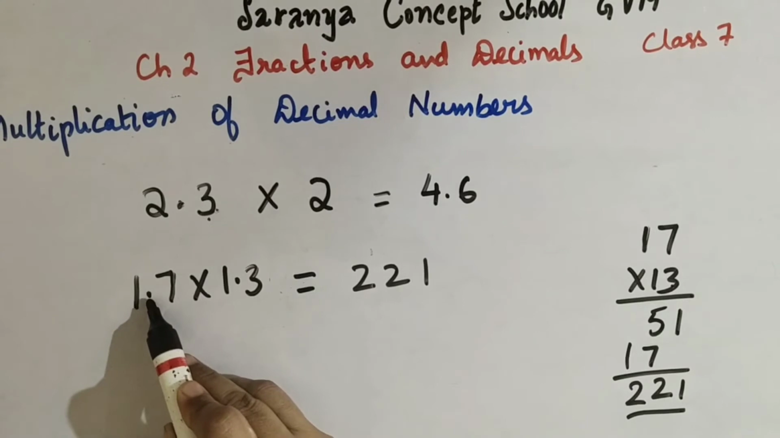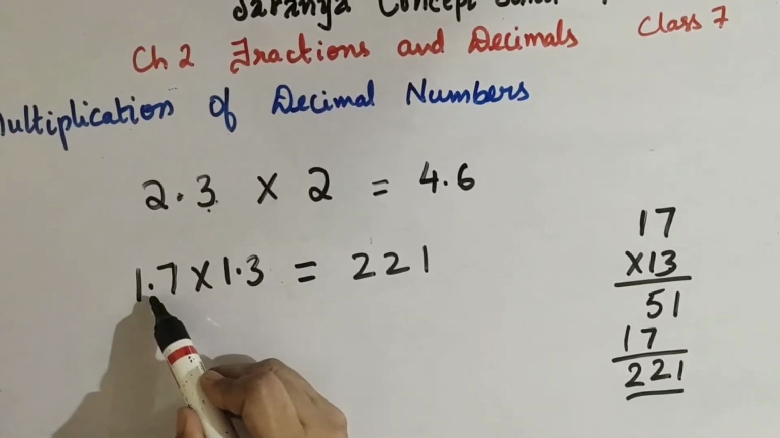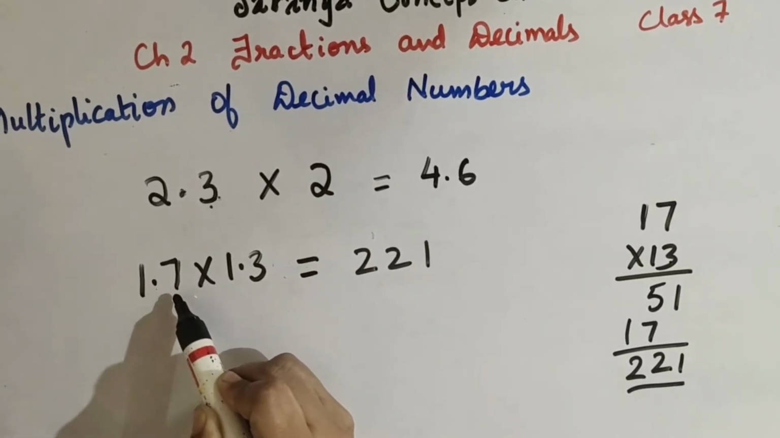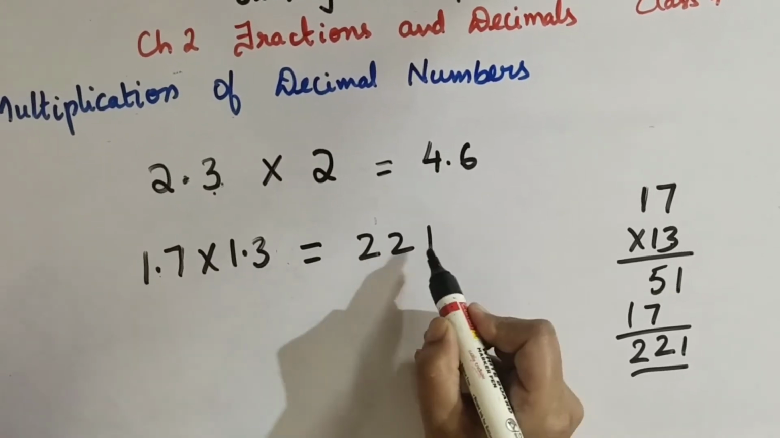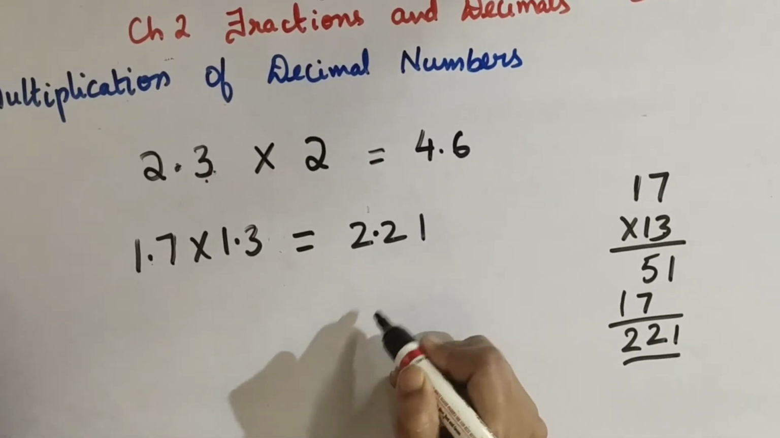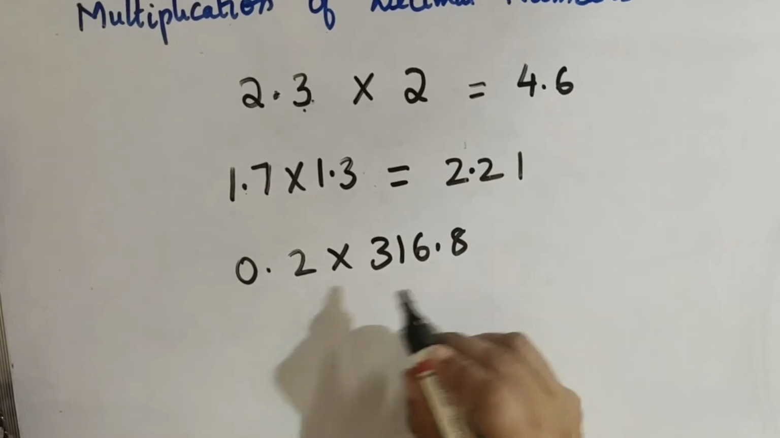Now we need to place the decimal point. How will we place the decimal point? After the decimal point, how many digits are there towards the right side? Here 1, here another 1. So total 2. So count from backward, 1 2. We'll place a decimal point here. So the solution is 2.21. So whatever the decimal numbers might be, the multiplication is very simple.